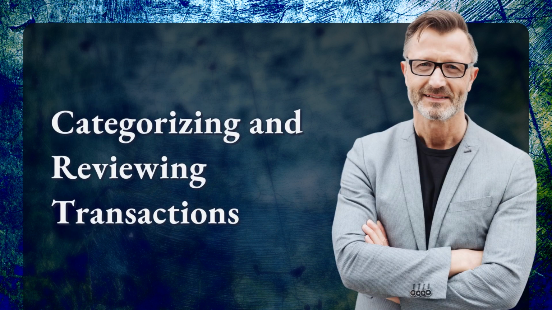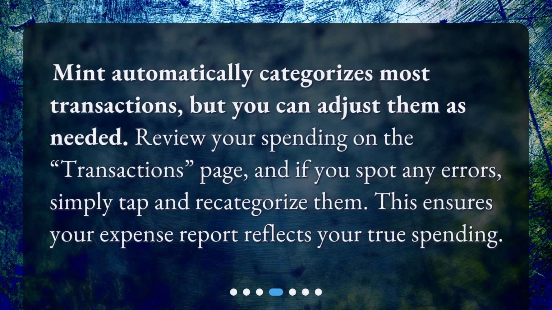Categorizing and reviewing transactions. Mint automatically categorizes most transactions, but you can adjust them as needed. Review your spending on the Transactions page, and if you spot any errors, simply tap and recategorize them. This ensures your expense report reflects your true spending.